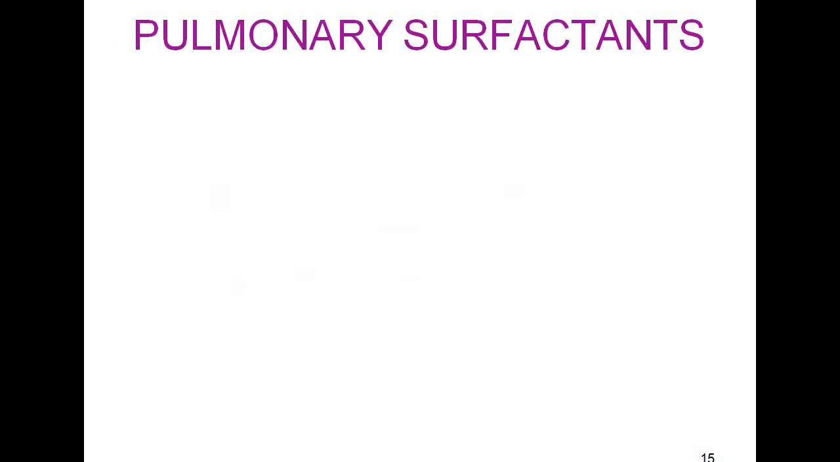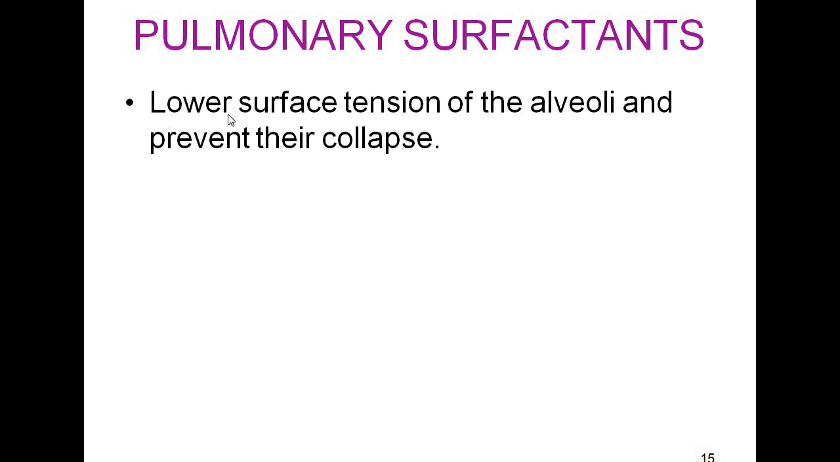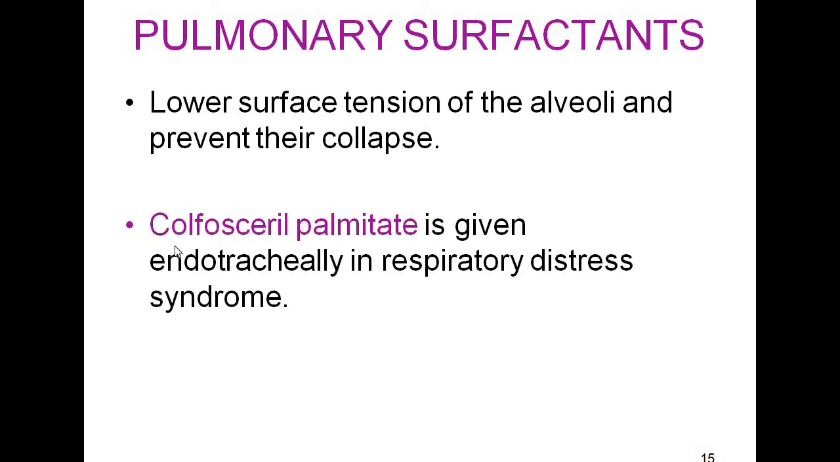Pulmonary surfactants. What is a surfactant? Surfactant is a substance which reduces surface tension. So these drugs reduce surface tension in the alveoli and prevent their collapse. Colfosceril palmitate is given endotracheally in respiratory distress syndrome.